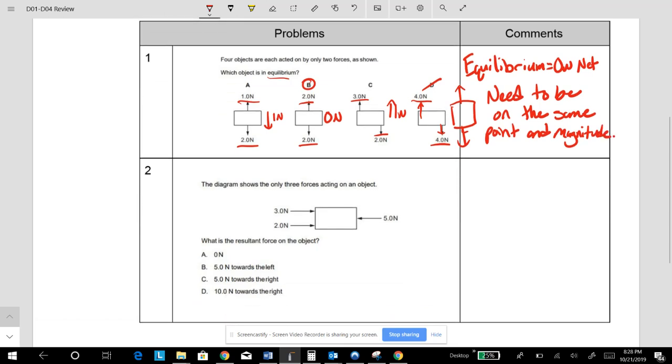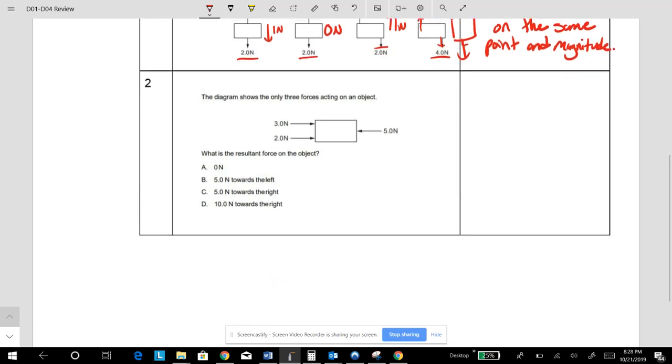All right. So number 2, the diagram shows only 3 forces acting on an object. We have 3 newtons acting to the right, 2 newtons acting to the right, and then 5 acting to the left. What is the resulting force? The resulting force, so let me write that down, is also equal to net force. They're the same thing. Asking what the resulting force is is the same as asking what's the total force acting on it.